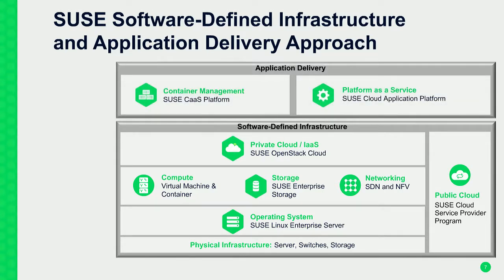SUSE Container as a Service Platform, or CaaSP, combines a container-optimized version of SUSE Linux with Kubernetes and an industry-standard container engine to enable the creation and deployment of applications. And you can basically use those to run across private data centers as well as public clouds. The SUSE Cloud Application Platform adds a Cloud Foundry certified path to combine a variety of runtimes and predefined services. So developers can basically then very quickly create and deploy new services.